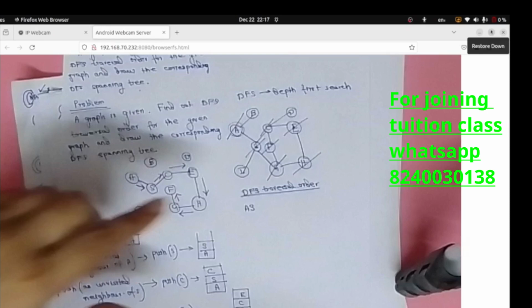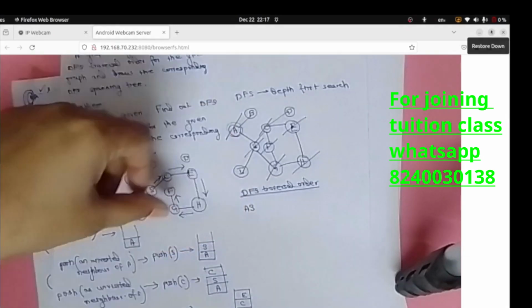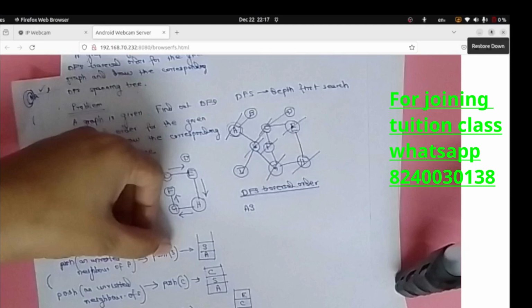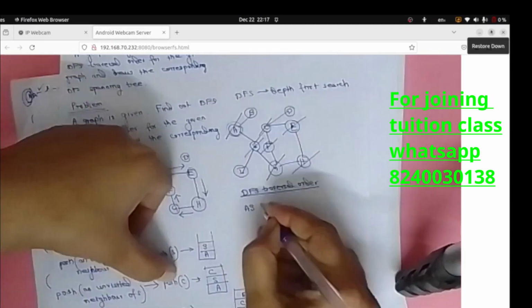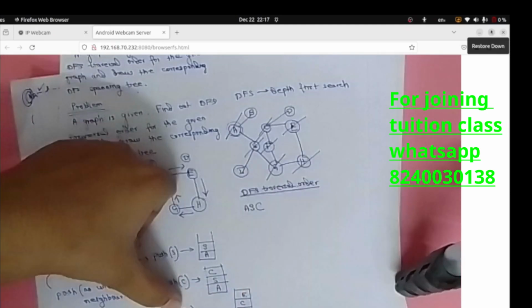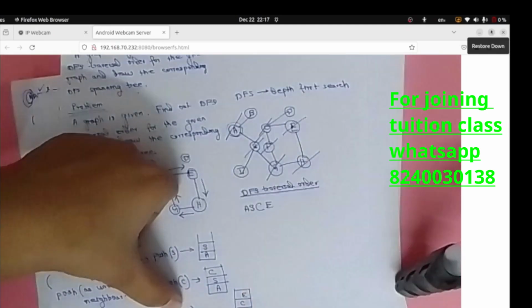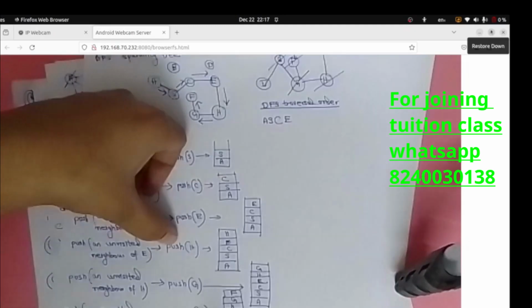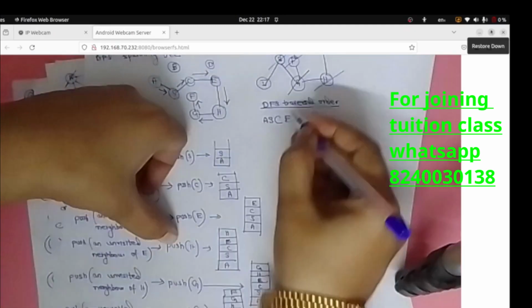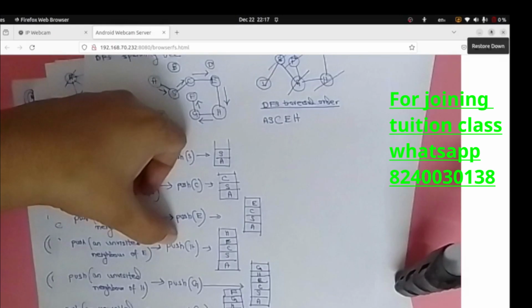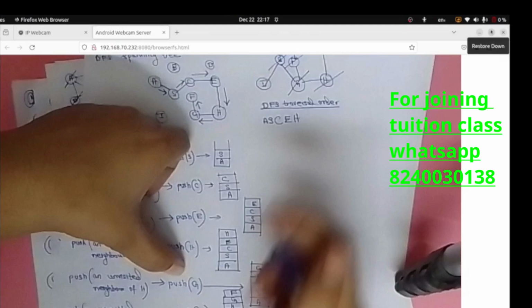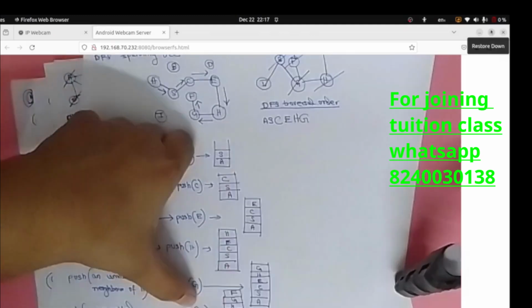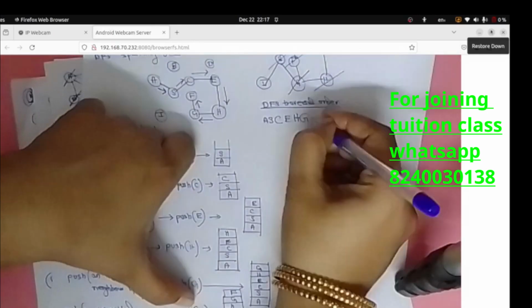So what we have done, we have written up to S, that when push A, then push S, then push C. So C will come here, then push E. So E will come after C. Next operation was push H. So H will come after E. After H there is a push operation of G. So G will come here. So after G there is a push operation of F. So F will come in this sequence.